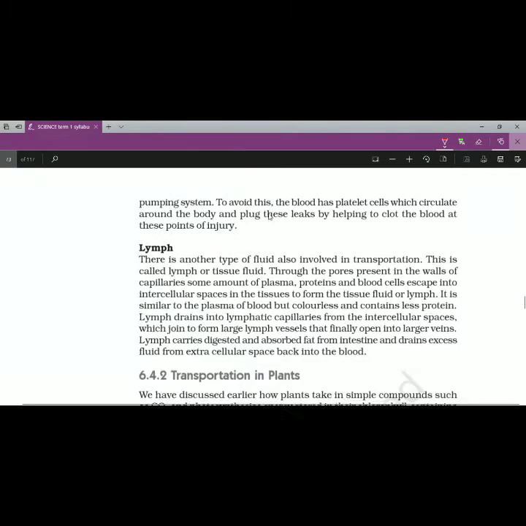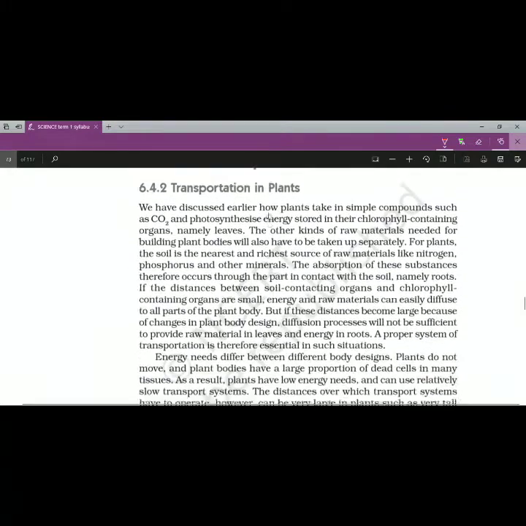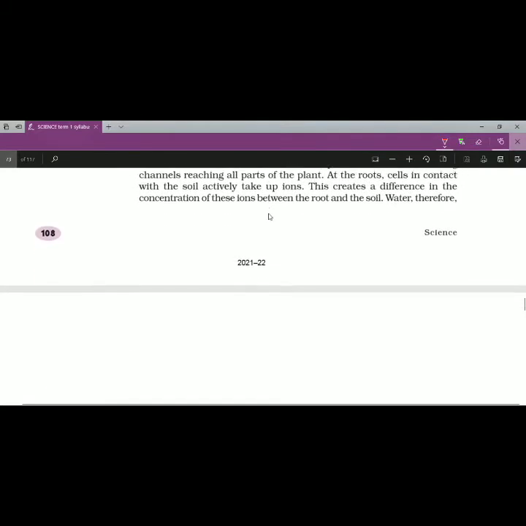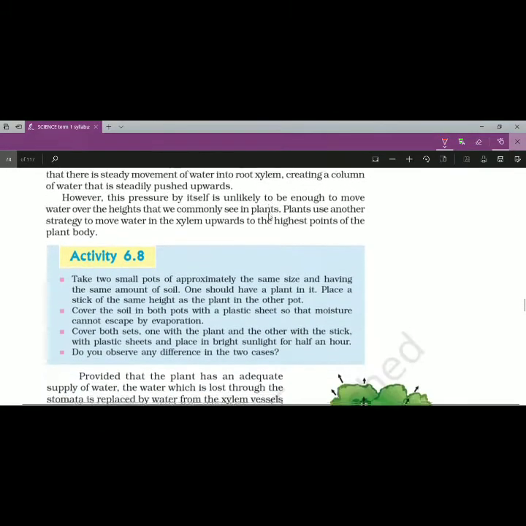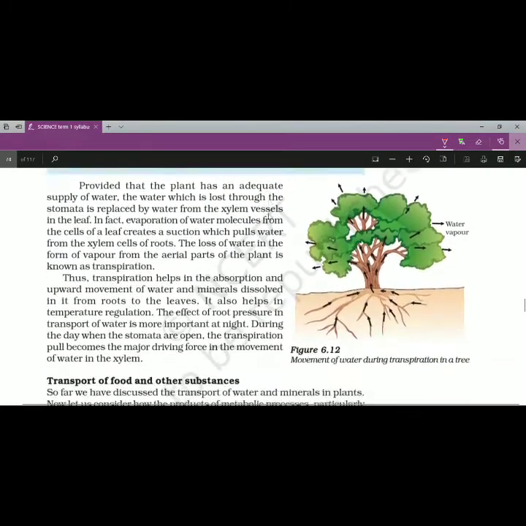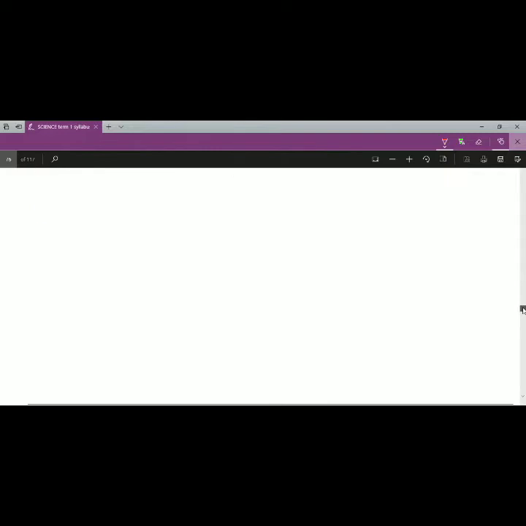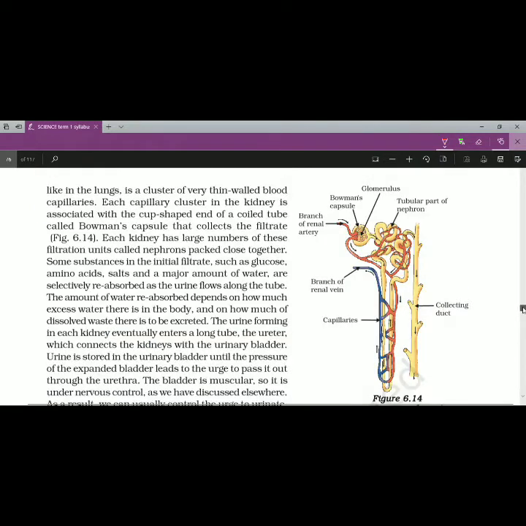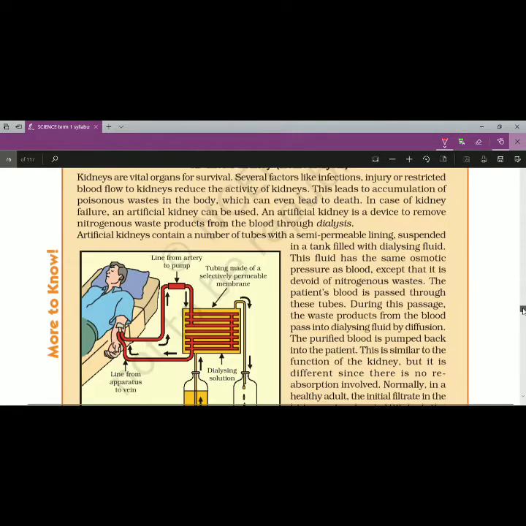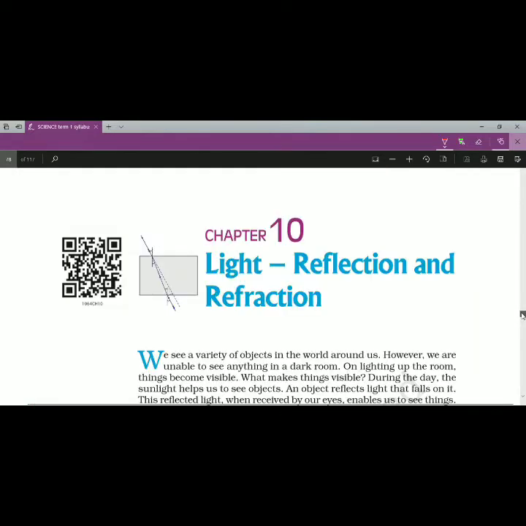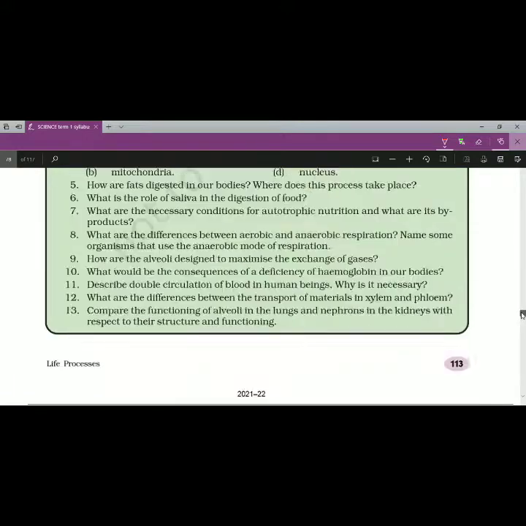Maintenance by platelets, lymph, transportation in plants, very important. All topics are very important. You have to prepare very thoroughly. Then you will get the xylem, phloem, their functions. Transpiration, what is transpiration, their functions. So the whole chapter you have to prepare very thoroughly. All back questions or blue questions, all blue questions you have to prepare thoroughly.